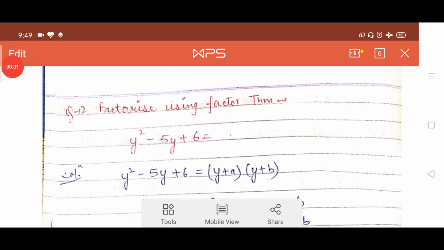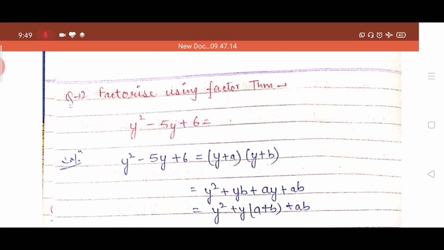Good morning, students. Yesterday we did one example of factorization by two methods. The first was splitting the middle term and the second was the factor theorem method. So today let us understand it with some more examples. Our first example here, question number 2, because question number 1 we did yesterday.